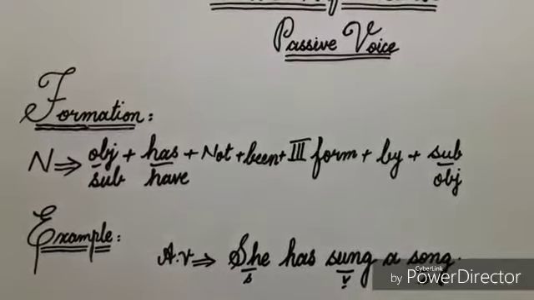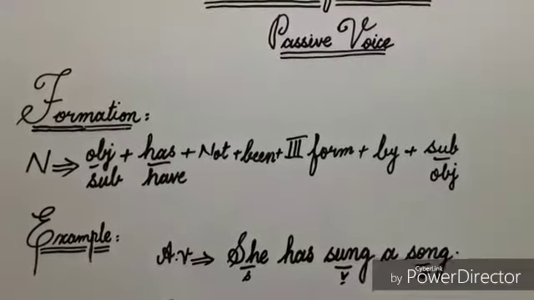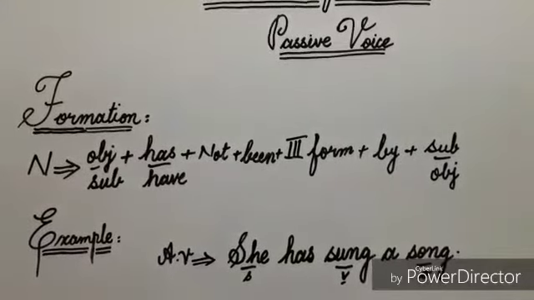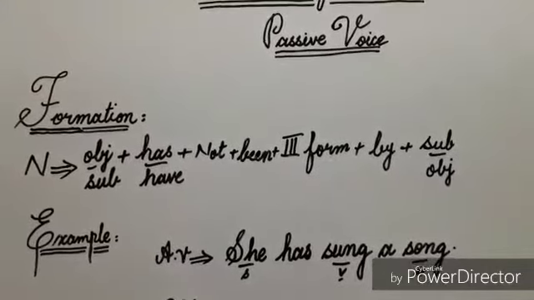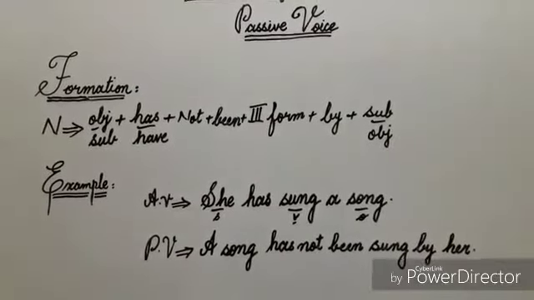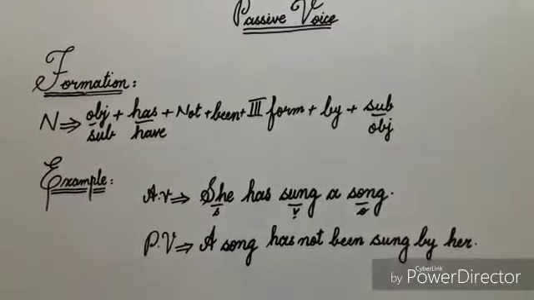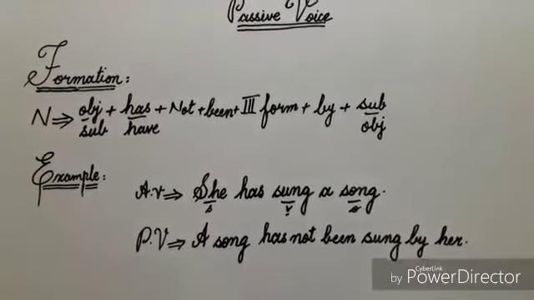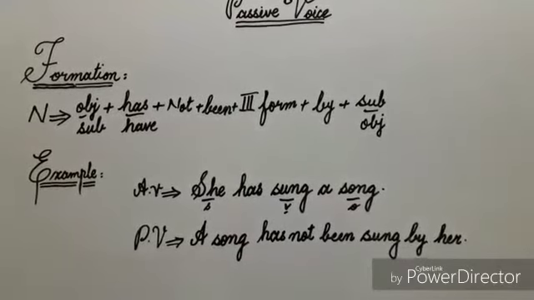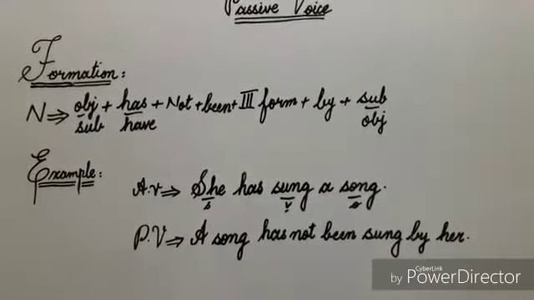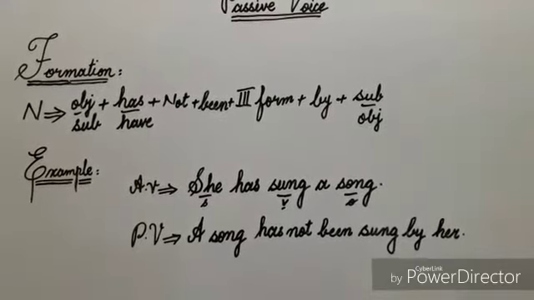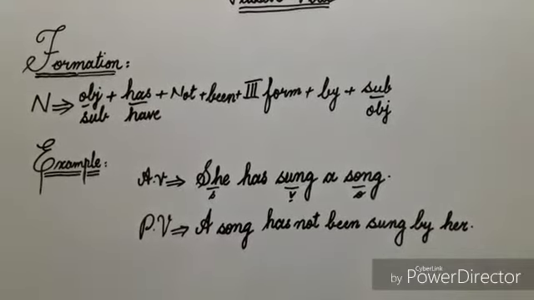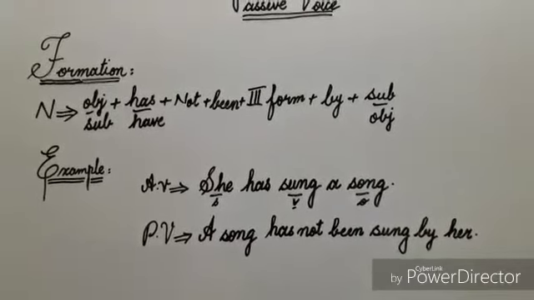Now I'll change this active voice sentence into passive voice. Firstly, I'll write here object, and in this sentence, song is object, so I'll write it here. Next to song, I have written here helping verb has, not, been, third form of verb sung, preposition by, and subject in objective condition. In this sentence, she is subject and its objective condition is her, which I have written here. Now you can see that by using this formation, we have made our negative passive voice sentence.